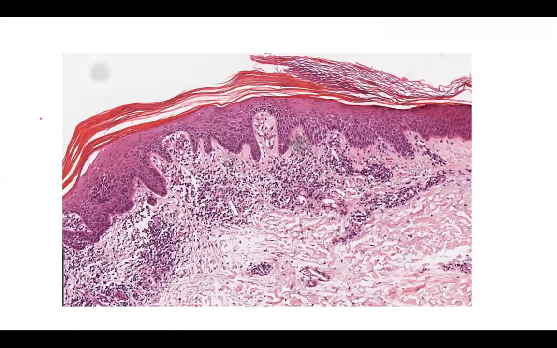What do we see here? Anyone? So we see some parakeratosis. Someone's going from the top down. So yeah, there are areas of parakeratosis. I agree. There are perivascular, some lymphocytes. Yeah. What else?